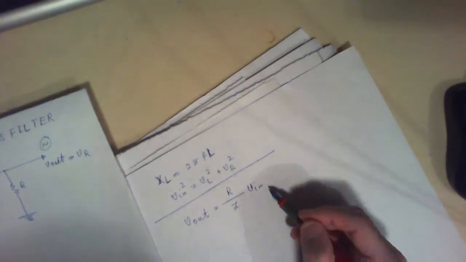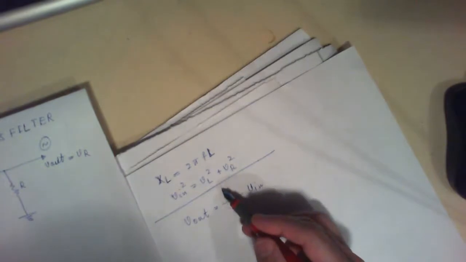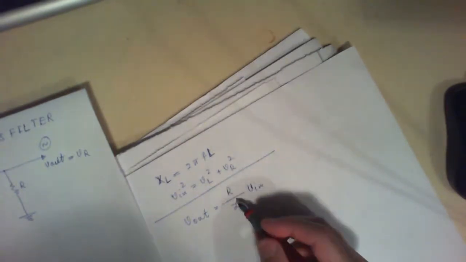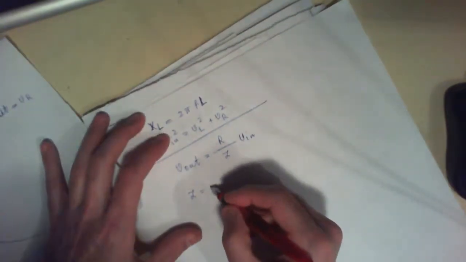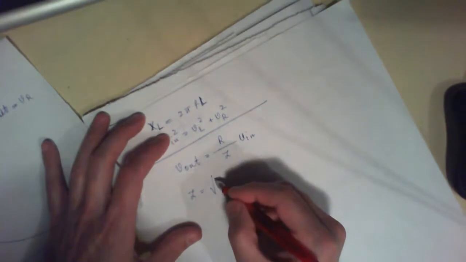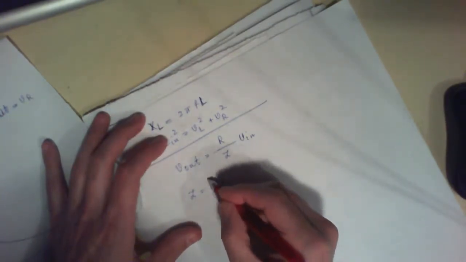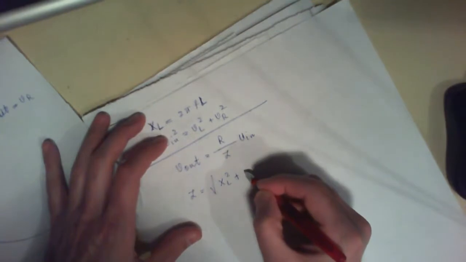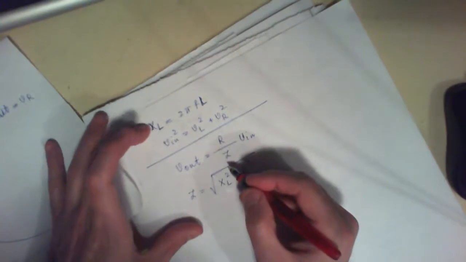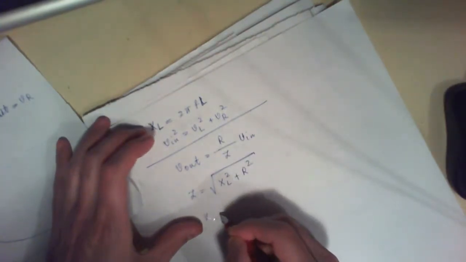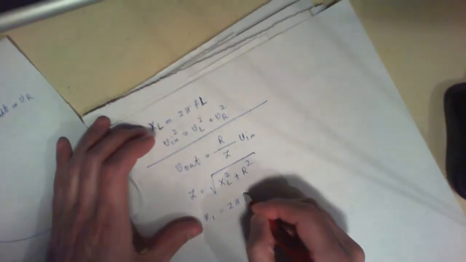So this is your input voltage, this is your output voltage, this is the value of the resistor, and this is your total resistance in the circuit, which is impedance. Now the way that you can calculate this impedance is that it is equal to the square root of X_L squared plus R squared. And as we mentioned here, X_L is equal to 2 pi f L.